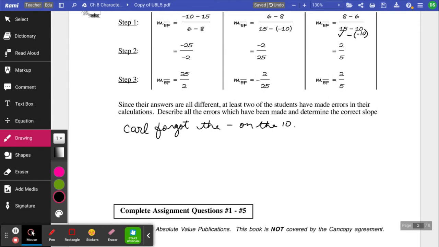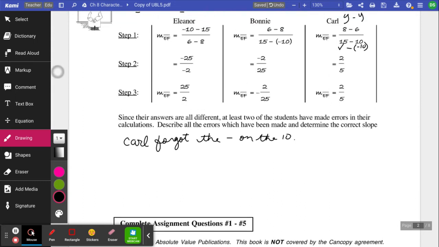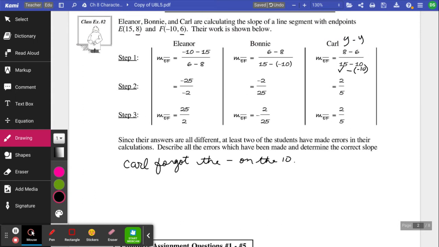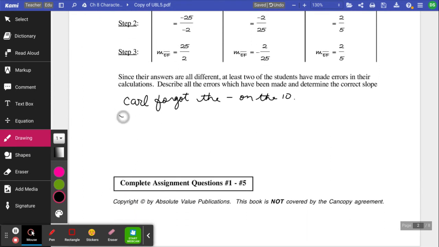Okay. What about Miss Bonnie? She went 6, take away 8. No. What? She didn't put 6. Oh, so she mixed up the X's and the Y's. Yeah. She went 6, take away 8, but then by mistake she went 15, take away 10. She didn't go in the same order, right? Okay, so Bonnie, poor Bonnie. Bonnie mixed up the order.